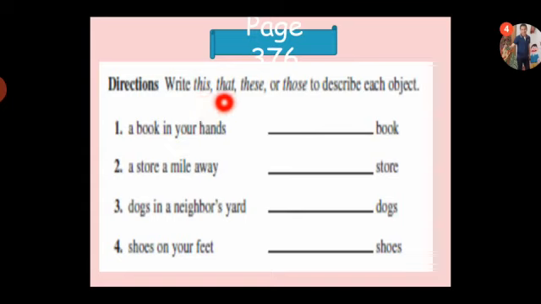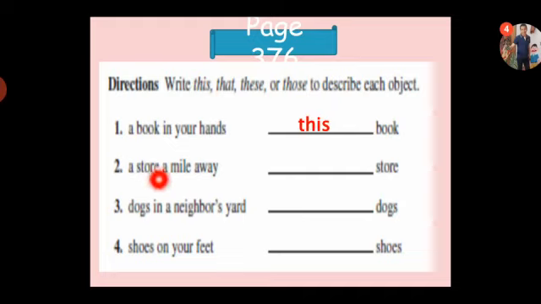Why? Because this and that can be used before a singular noun. This, one point. But which one? This refers to something that's near, and that refers to something that's far. He says here, a book in your hands. He gives me a clue here. So I'm holding this book in my hands. It's not far from me. So is it near or far? Yes, near. That's why I have to choose this. This is the right answer.